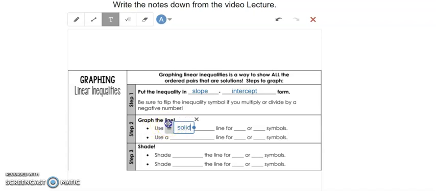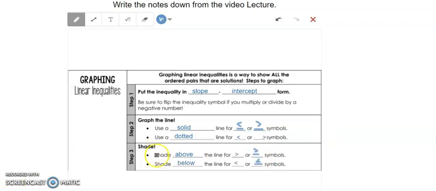Put that up a little bit. And I'm using my drawing tool here. If I have a greater than or equal to symbol, or a less than or equal to symbol, then we're going to use a solid line. We're going to use a dotted line if I have the less than or the greater than symbol.